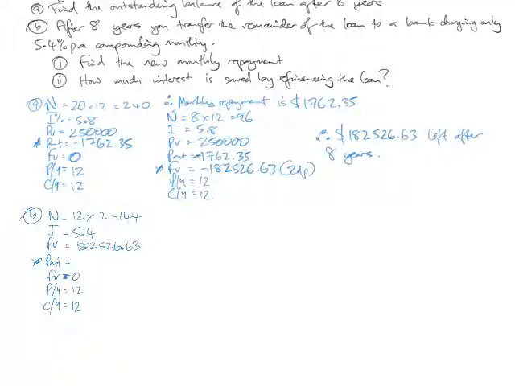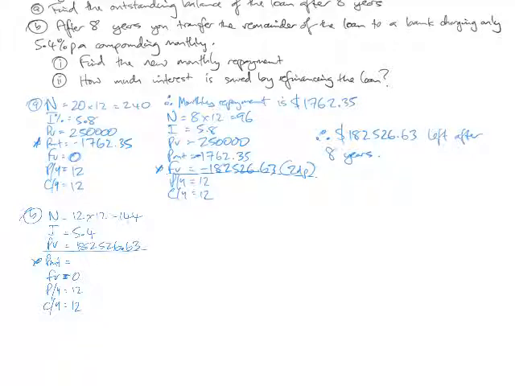$182,526.63, which is what was left to pay off from the previous bank account. So that FV from the last one comes into PV of the new one with a lower rate. And so having all of that information in lets us work out what the regular repayment is going to be, which should be less because you're at a lower rate.